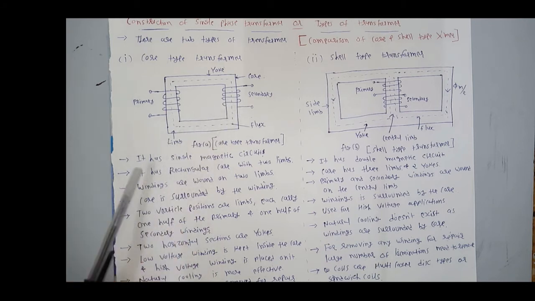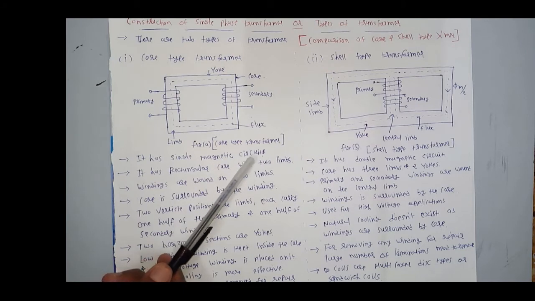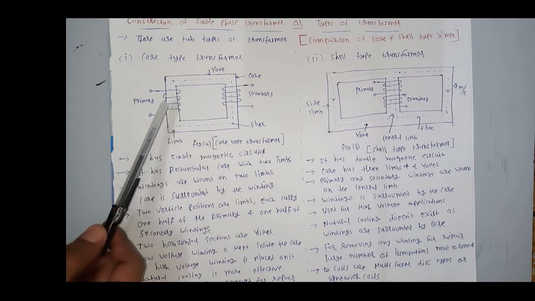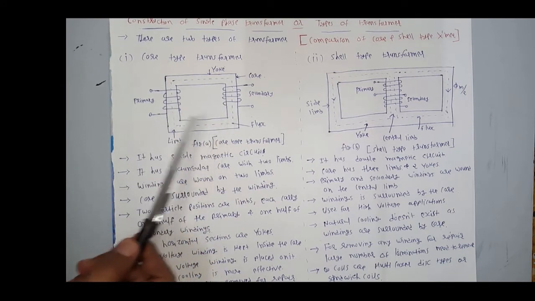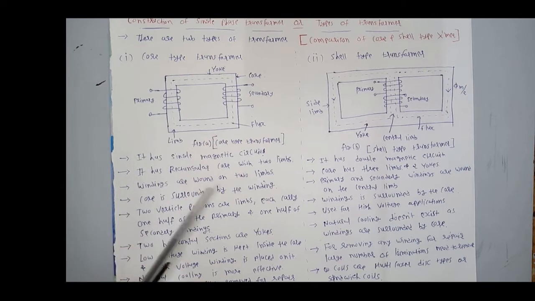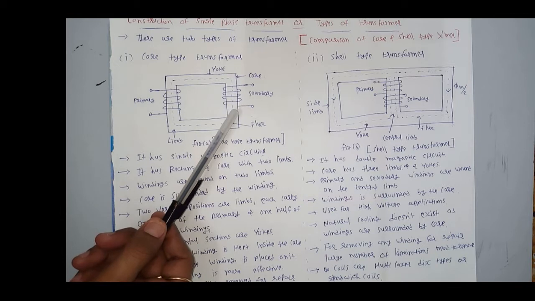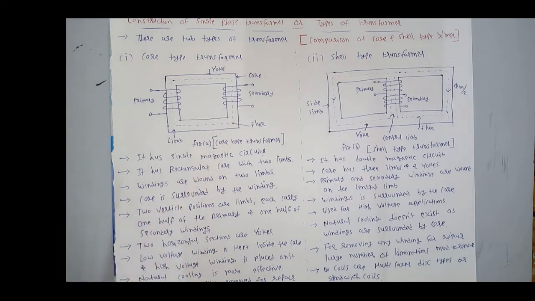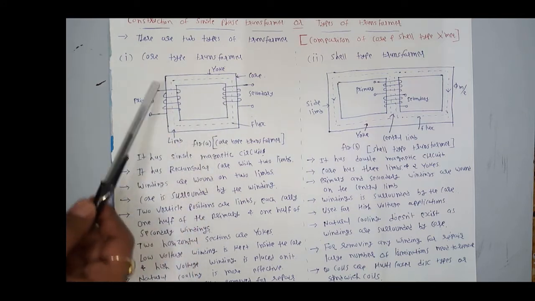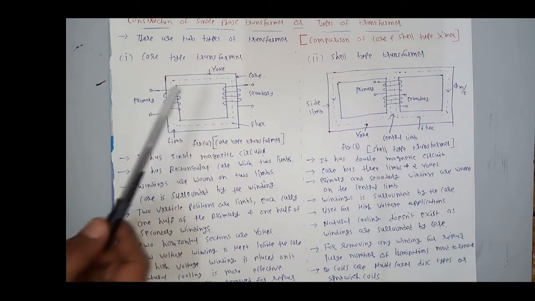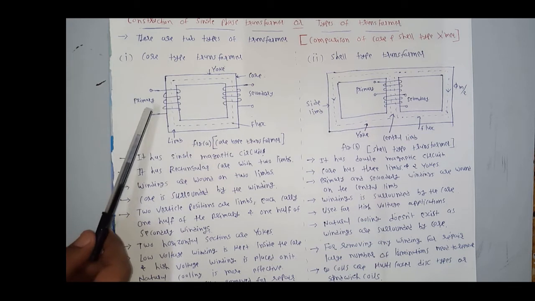So first of all, core type transformer has a single magnetic circuit. It has a rectangular core with two limbs. This is the rectangular core and these two are limbs, vertical limbs. Windings are wound on limbs. Primary winding and secondary winding are wound on limbs. The core is surrounded by the winding. It means the winding is on the outer side, and the core is inside.